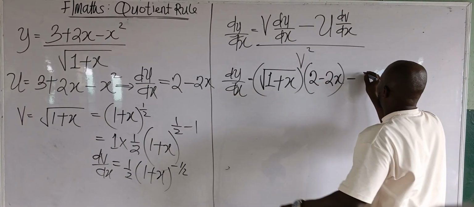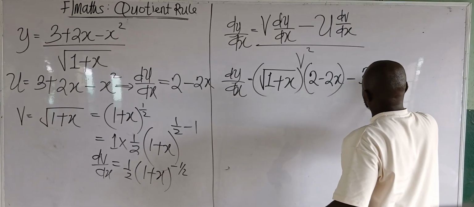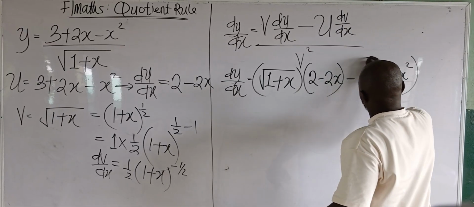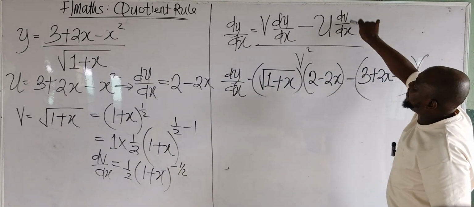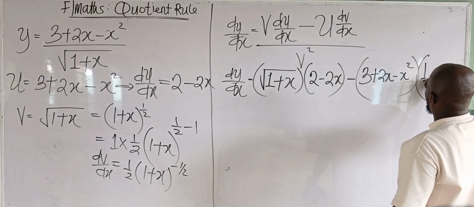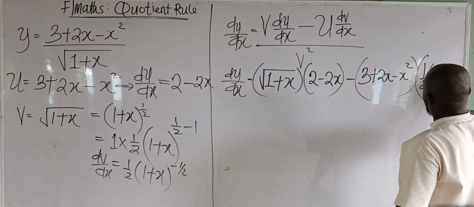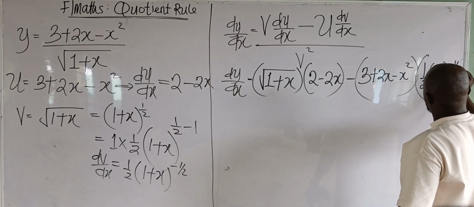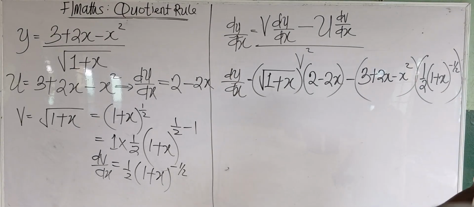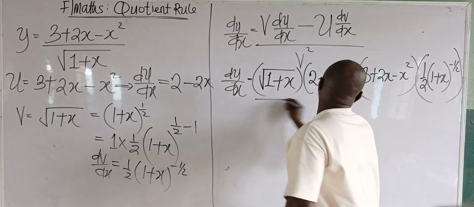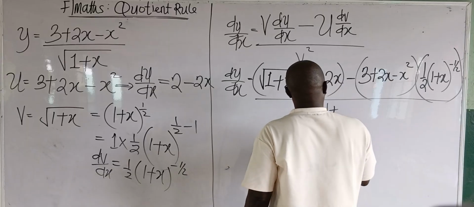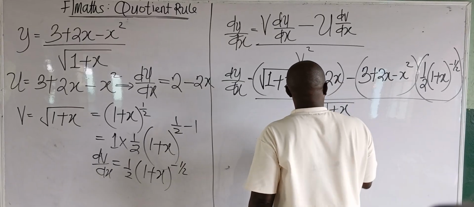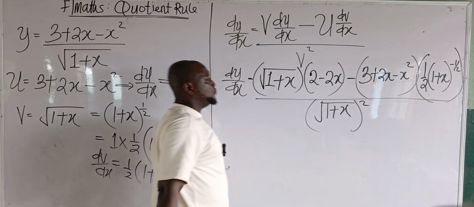What is my u from the beginning? My u is 3 plus 2x minus x squared. By the side of u, I have dv dx, which is what I have there as half into 1 plus x, raised to minus 1 over 2, all brackets closed. Now, everything here will give me 1 plus x all raised to the power of this, all squared.